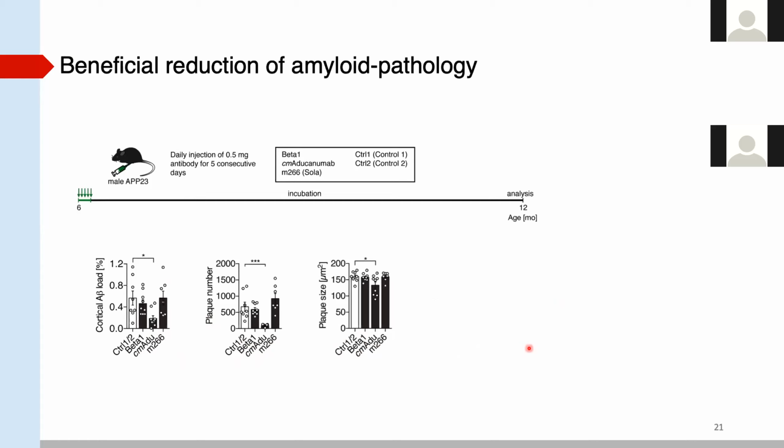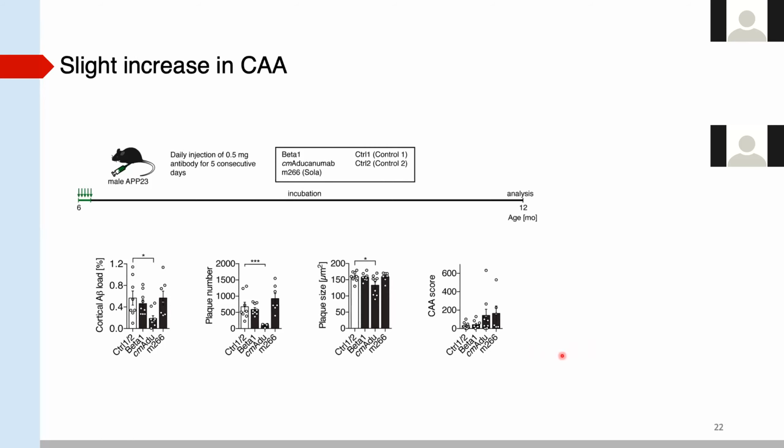Some of you might have heard of a major and severe side effect of amyloid beta immunotherapy for AD, the so-called amyloid-related imaging abnormalities. One of these abnormalities is cerebral amyloid angiopathy, and this is what we then quantified in our animals to see if this would also appear in our treatment. You can see that we actually see an increase in CAA score for ADO and M266 animals, but this increase is not very pronounced except for these 2 outlier mice. So we were not very concerned about this.